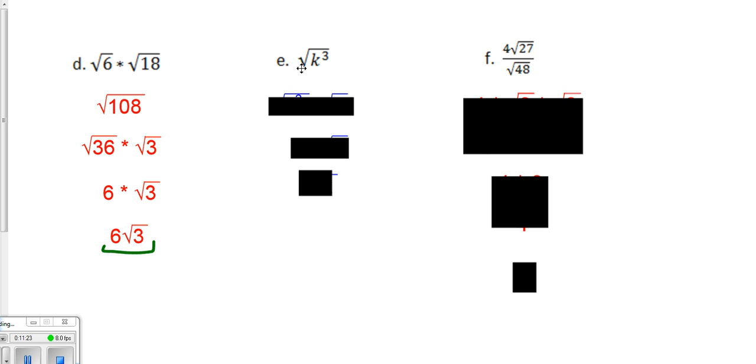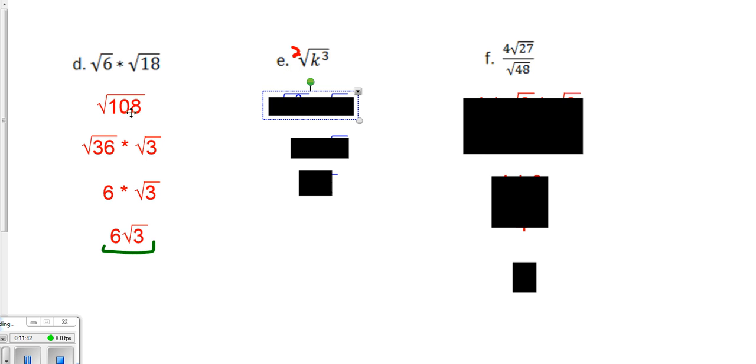Now let's look at E. We have the square root of k cubed. Now because cubing, or to the third power, is bigger than squaring, and this is a square root, you can always think of it as there's a 2 out here. There's a power of 2 right here. This is bigger, so we can break it down into smaller pieces.